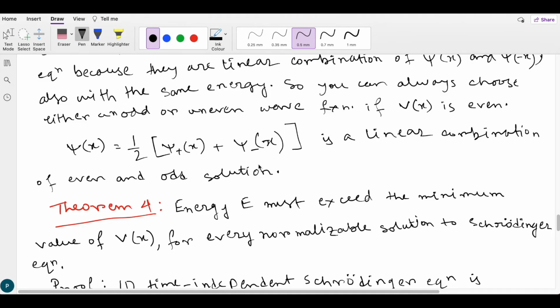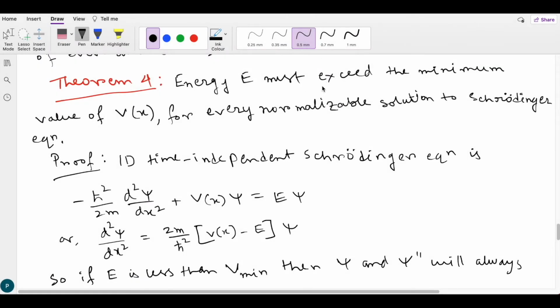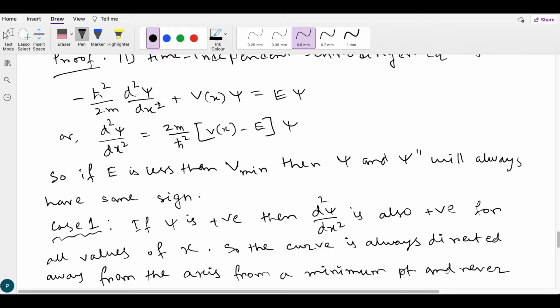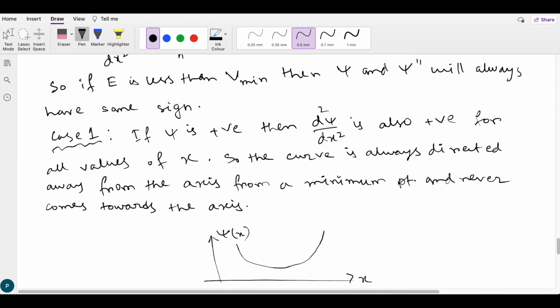So let's move on to theorem 4. The energy E must exceed the minimum value of the potential V(x) for every normalizable solution to the Schrodinger equation. The 1D time independent Schrodinger equation is minus h cut square by 2m d2 psi by dx square plus V psi equals E psi, or d2 psi by dx square equals 2m by h cut square times (V minus E) into psi. So if E is less than V minimum, then psi and the second derivative of psi will always have the same sign. Let's take two cases.